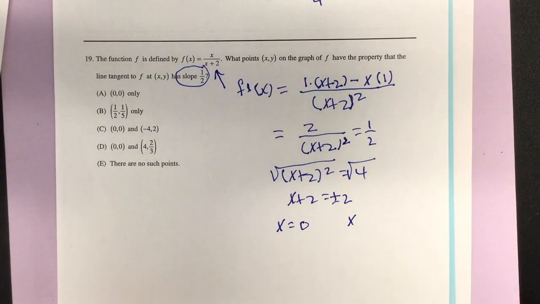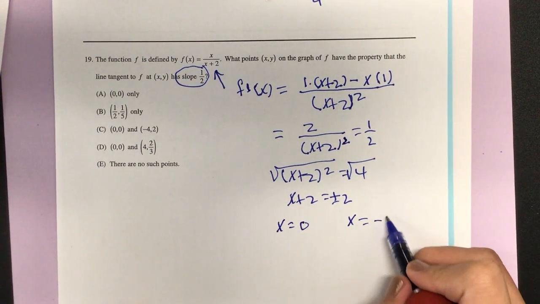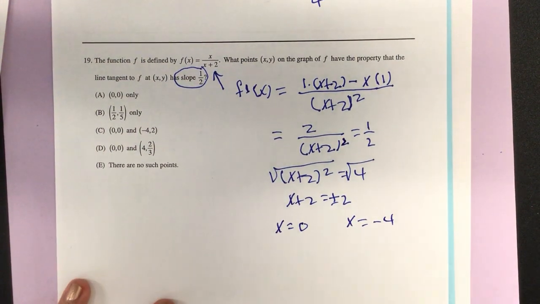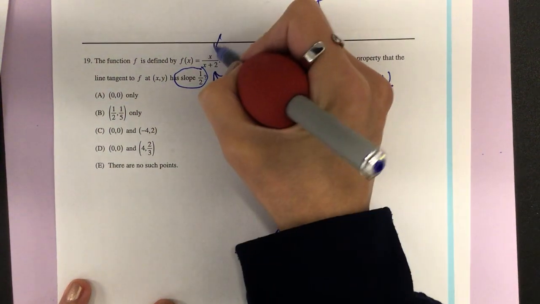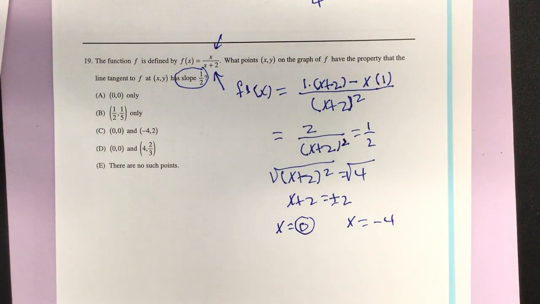And if I take negative 4, okay, what I want you to do at this point is plug in the 0 into this guy over here and the 4. Plug in it.